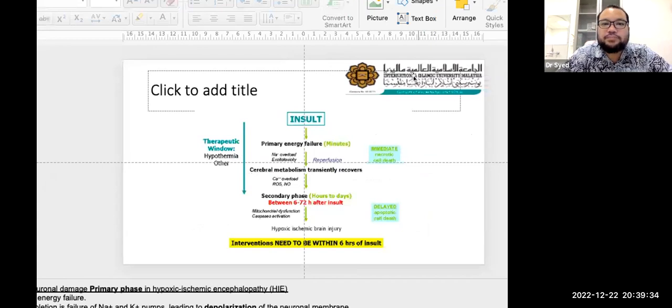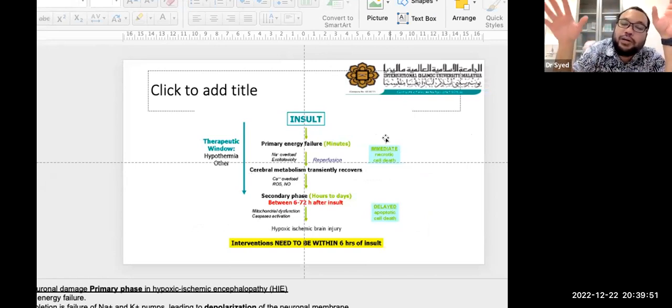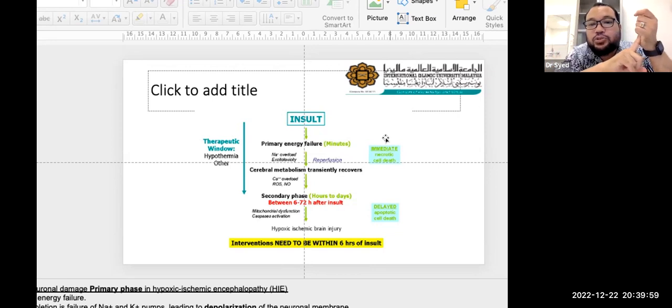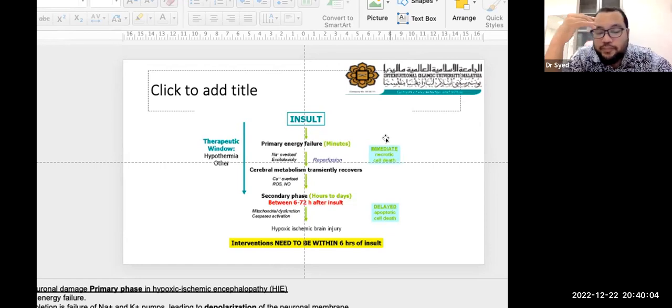The problem is hypoxic insult, energy failure because there's no oxygen, ATP will be a problem as well. So it's going to go into apa nama tu, anaerobic metabolism. So your sodium potassium pump and so on and so forth. And the problem later is the apa nama tu, reperfusion. So reperfusion injury. So bila kita buat cooling, few things akan happen.